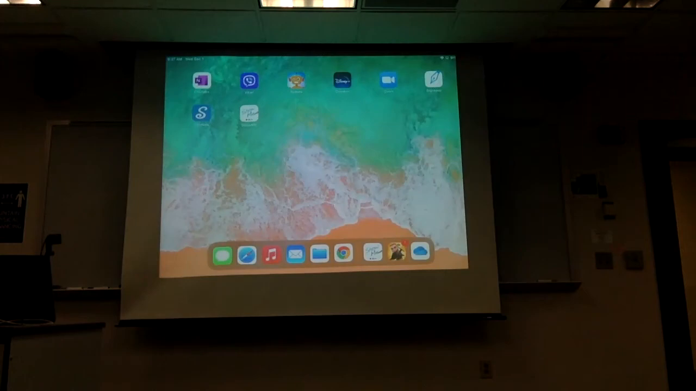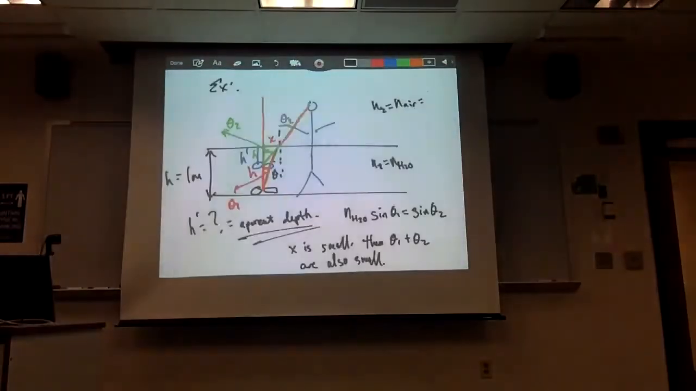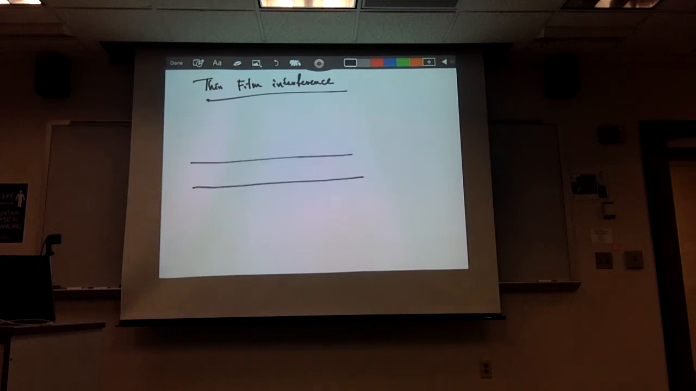So let's talk about our thin film. Let's take thin film interference. What happens with thin film interference? Well, again, I'm going to have two different boundaries because I have three different materials. So here I'm going to have index of refraction N1 on the outside, my second medium is going to be index of refraction N2, and then my final is going to be N3.